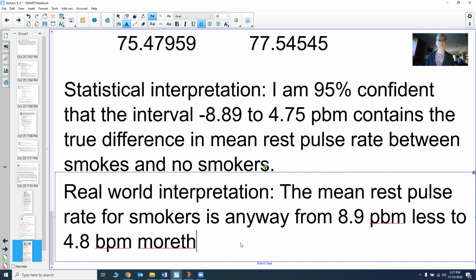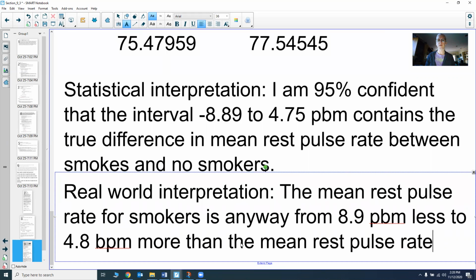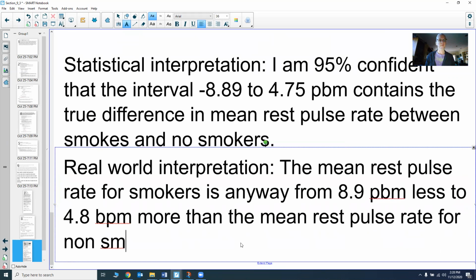Then the mean resting pulse rate for non-smokers. Because our interval contains 0, we would say we can't reject H0 if we had an H0 here because 0 is in there. So you can't really say there's any difference, but it's anywhere from 8.9 beats per minute less to 4.8 beats per minute more because of it spanning the negative and positive. And that's the hypothesis testing confidence interval for 2 sample independent samples.